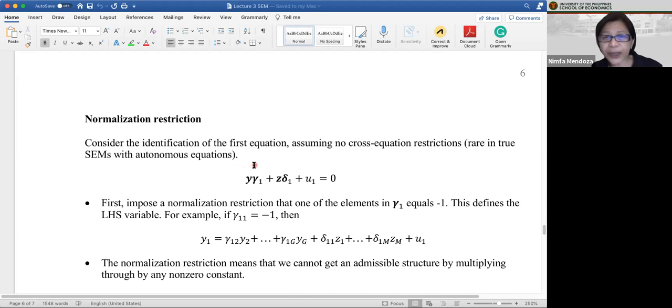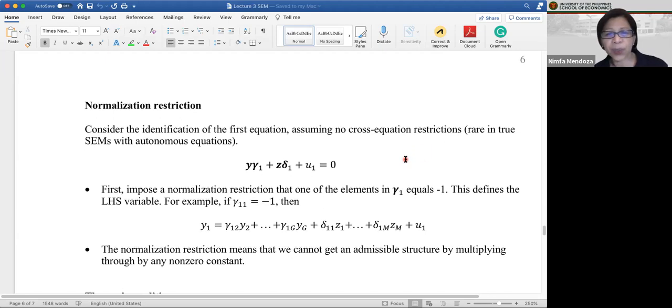Consider the identification of the first equation. You just do a similar thing for the other equations, assuming no cross equation restrictions. We will go to cross equation restrictions later. We usually have cross equation restrictions in the simultaneous equation models.